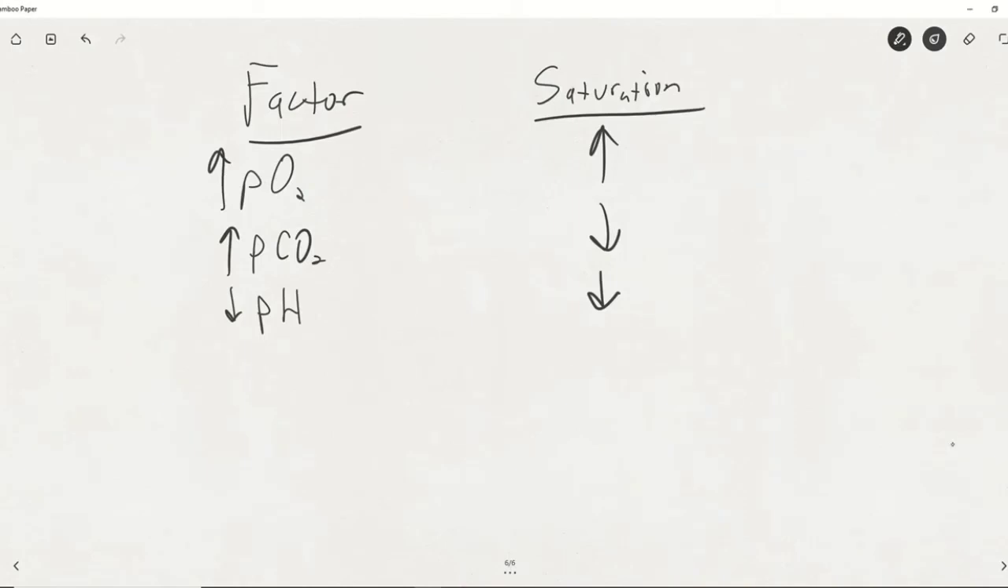Now, similarly, high temperature also denatures protein. So when temperature goes up, saturation goes down. Temperature up, protein denatures, and now the hemoglobin can't carry oxygen as well. Now, temperature and pH, they kind of go hand in hand. High temperature and low pH both denature protein.